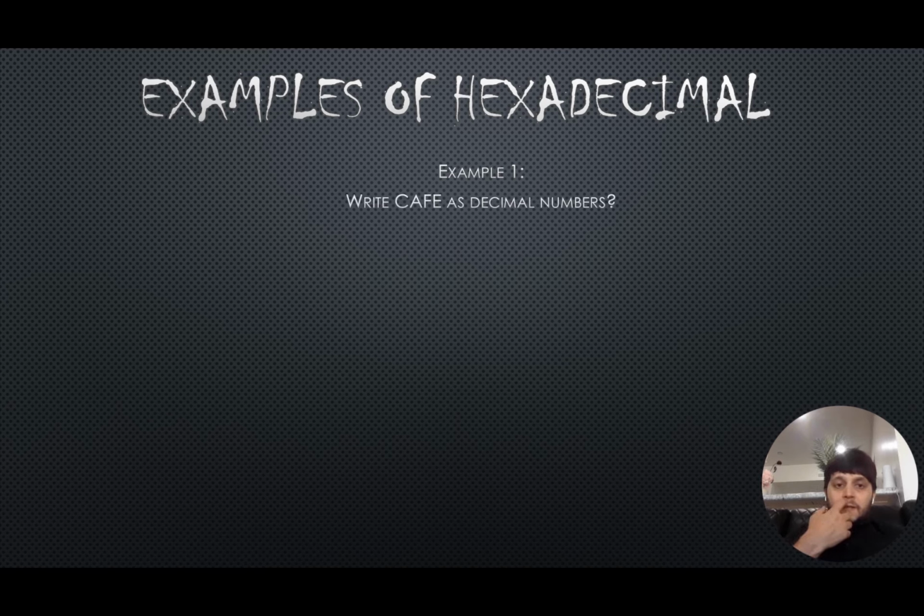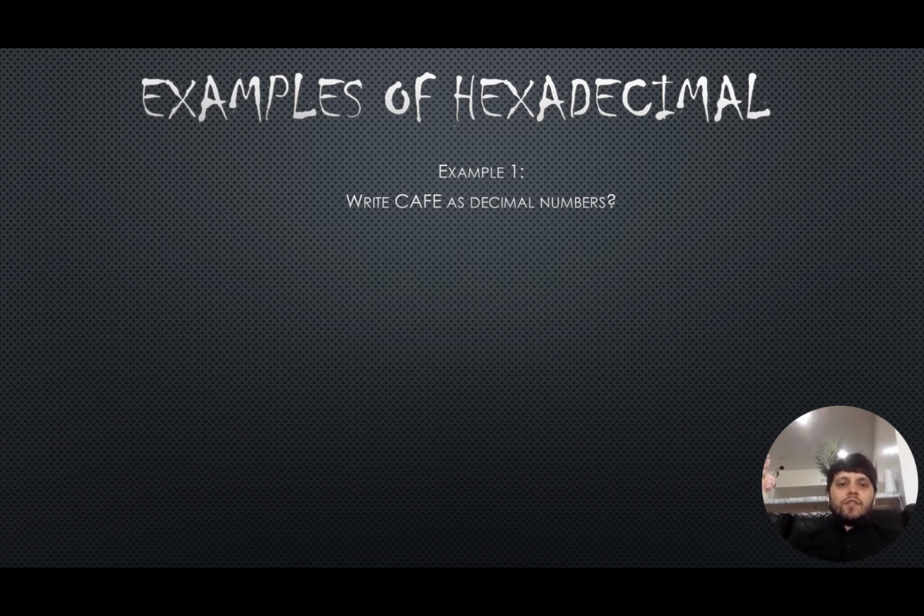Example number 1 says, try to write CAFE as a decimal number. In the previous lecture, we talked about how to convert between hexadecimal and binary, and hexadecimal and decimals too. So we will just recap those questions, and put those words into the example live. So let's go ahead and find out how we do it.